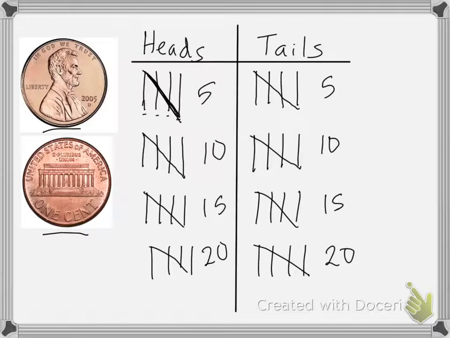Now let's say I have a couple extra. Let's say I got heads 3 more times. Well, I would count by 5s until I got to 20, and then I'd count 21, 22, 23. So I'd end up with 23 tally marks.